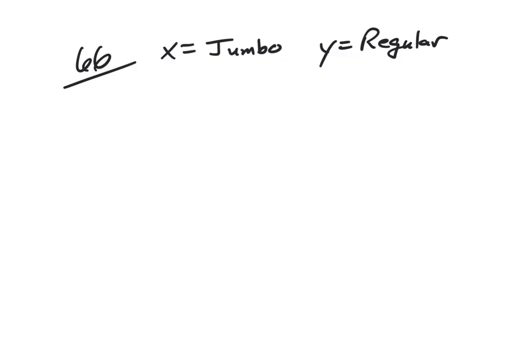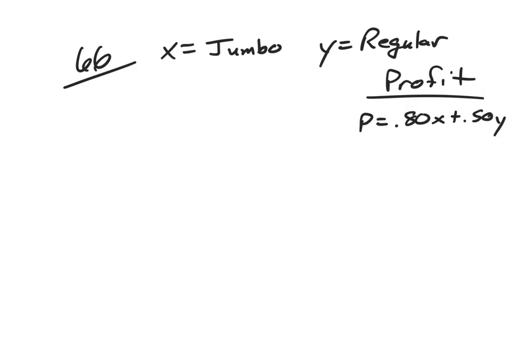Okay, the oven can cook at most 200 biscuits per day. Each jumbo biscuit requires 2 ounces of flour. Regular biscuits, only 1 ounce of flour. There's 300 ounces of flour available. The profit, you don't necessarily have to do the profit first, but I kind of like to do it. So I'm going to say P equals each jumbo biscuit makes 80 cents in profit. Each regular biscuit makes 50 cents in profit.